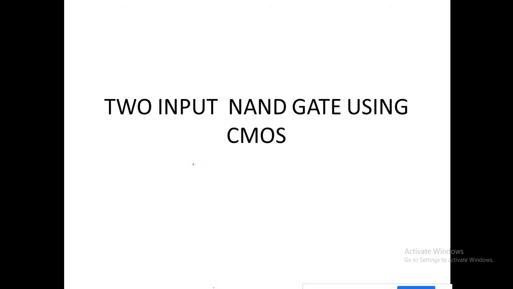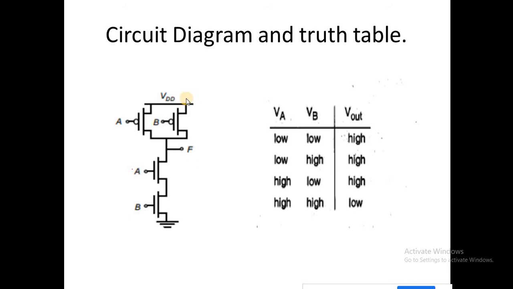Today I discuss the two input NAND gate using CMOS. First, we discuss their operation and their circuit diagram. Basically, this is the circuit diagram of a two input NAND gate using CMOS. Here the NMOS are connected in series and the PMOS are connected in parallel, where the drain of the PMOS is at higher potential and the NMOS is connected to ground, and it's the point where you get the output.